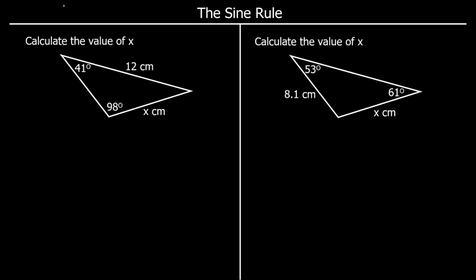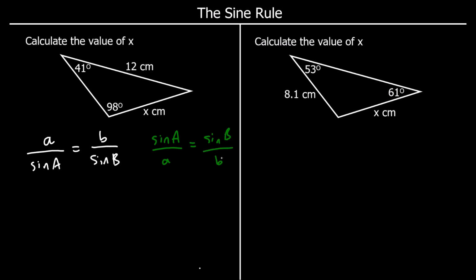We can use the sine rule to find a missing angle or a missing side when we have opposites. The sine rule is a over sine A is equal to b over sine B. If we're finding a length, we use this one with the lengths on top. If we wanted to find a missing angle, we'd flip it over: sine A over a equals sine B over b.